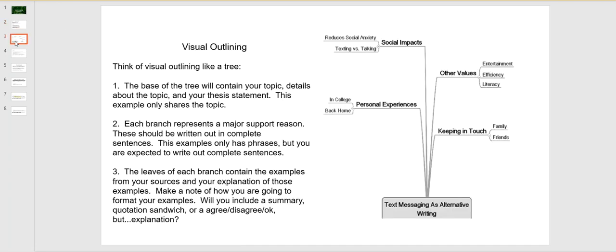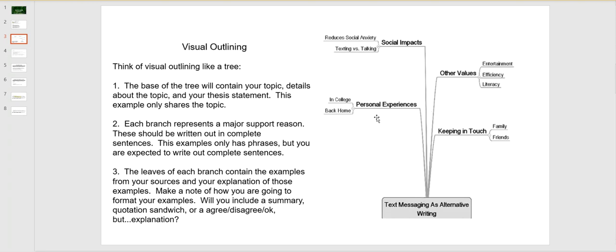The other approach you can take is a visual kind of outlining, and it's very similar to the linear outline. It's just that it looks different. So think of a visual outlining approach like a tree. So here on the base of the tree, you have your topic, the details about your topic, and your thesis statement. So this is kind of like the introduction in the linear outline. So this is where you just share the topic and your thesis statement for your essay.